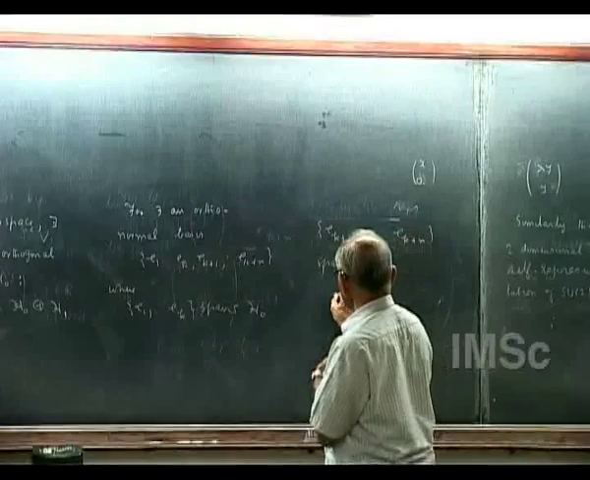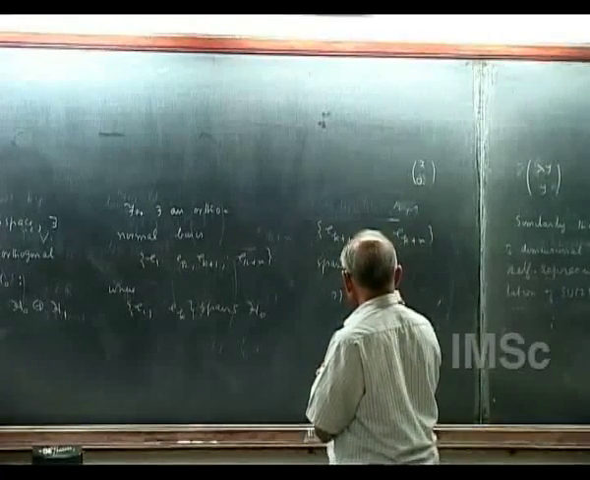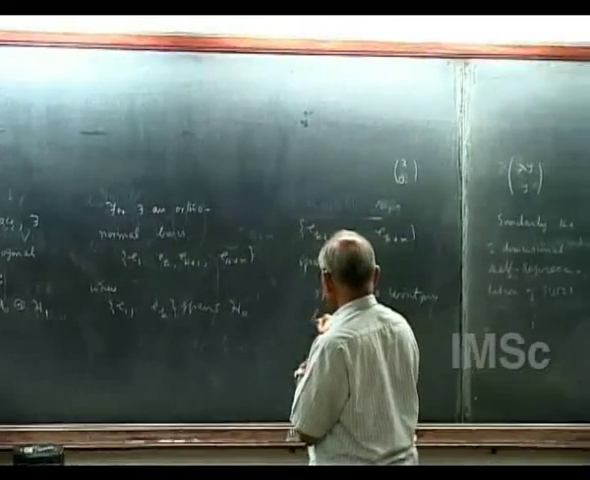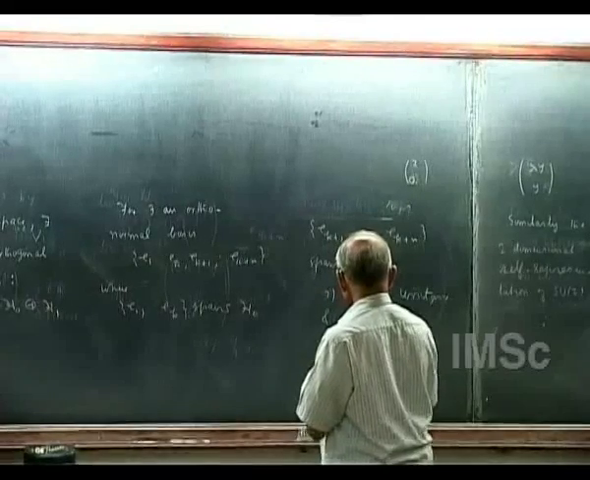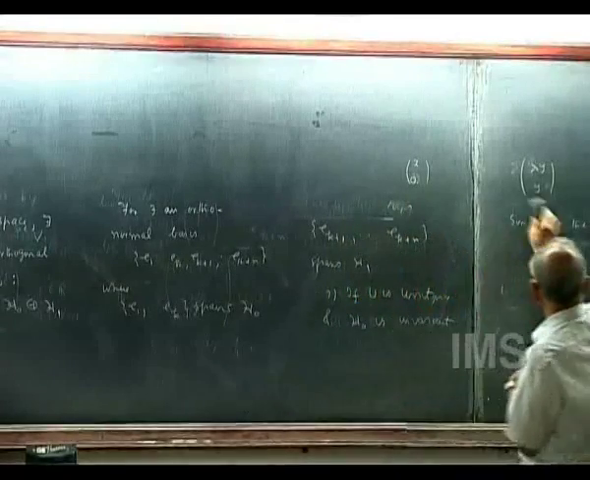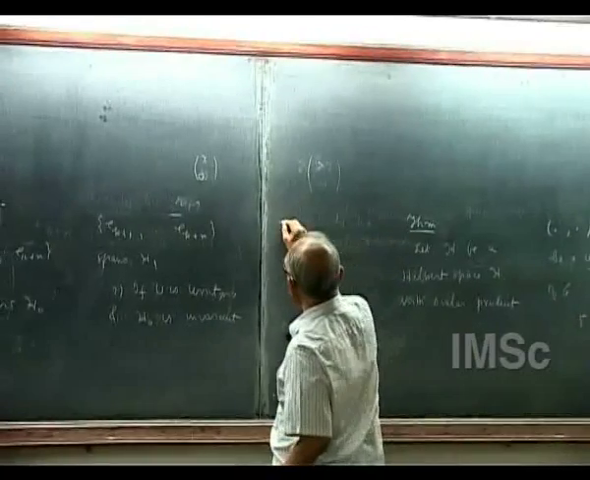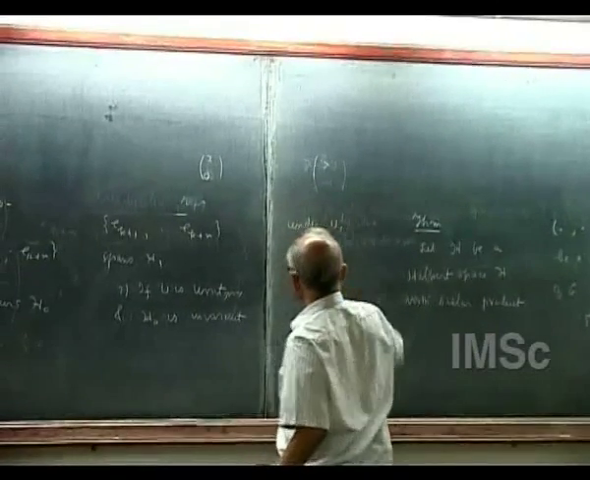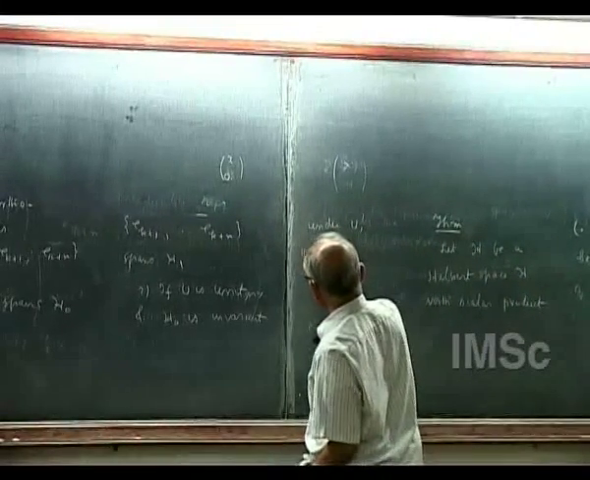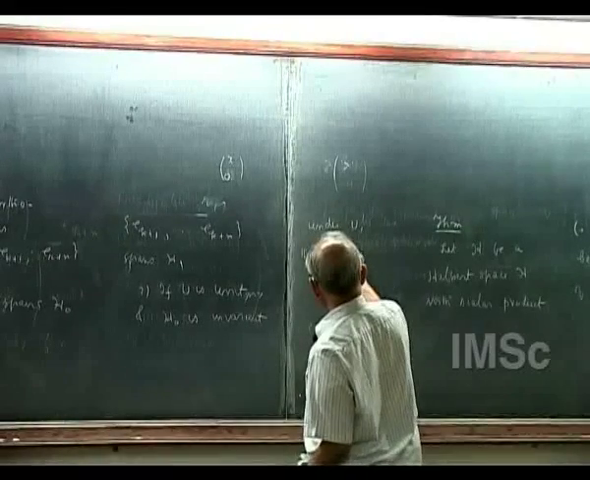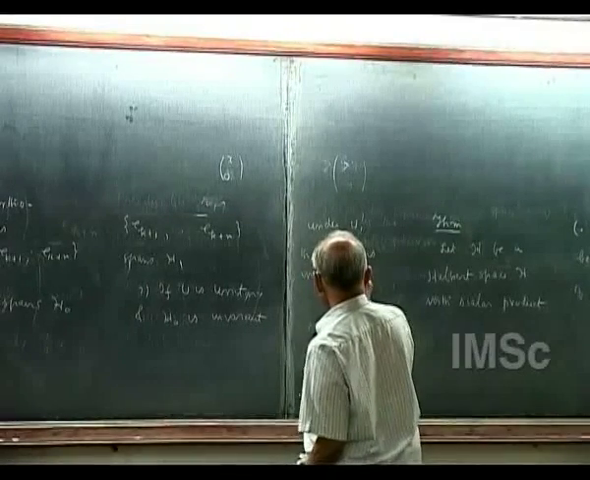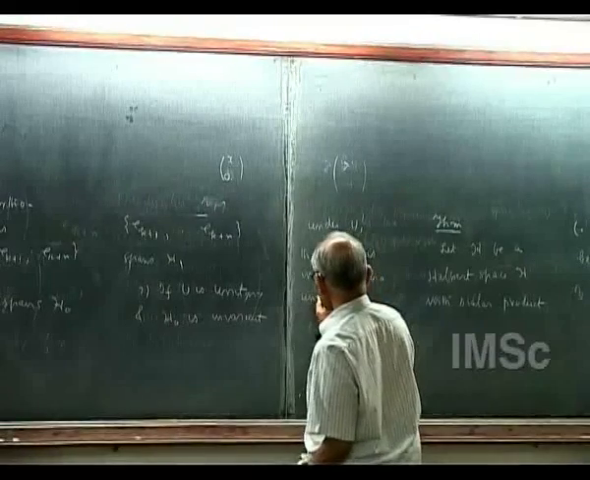The second statement is, if U is unitary, and H0 is invariant under U, then H0 is invariant also under U dagger.